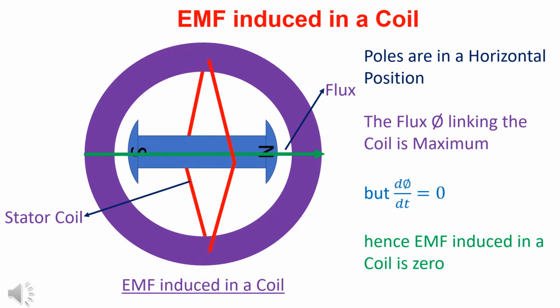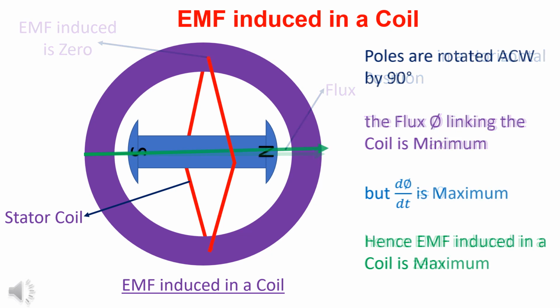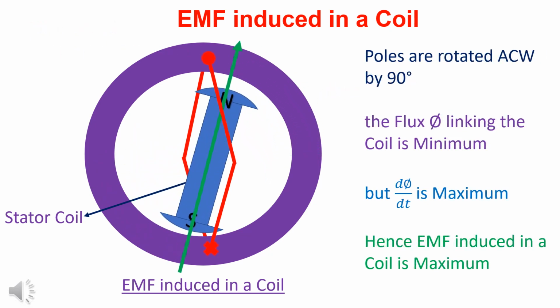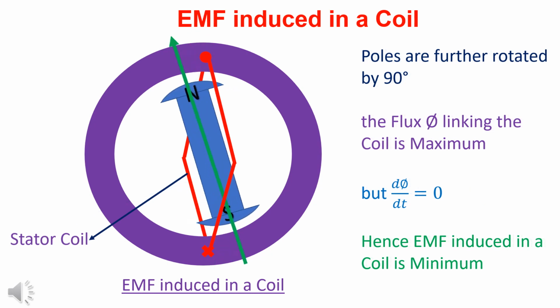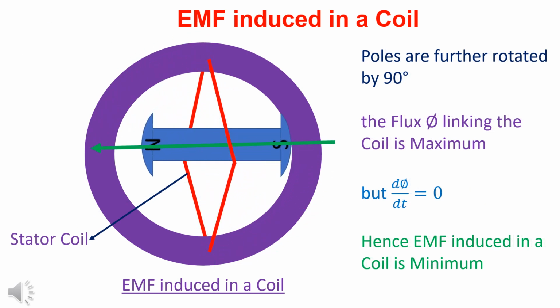The flux linking the coil is maximum, but dφ/dt is equal to 0. Hence, EMF induced in a coil is 0. When the poles are rotated anti-clockwise by 90 degrees, flux linking the coil is 0, but the rate of change of the flux is maximum. Hence, induced EMF is maximum. When the poles are further rotated by 90 degrees, EMF induced in the coil again becomes 0.